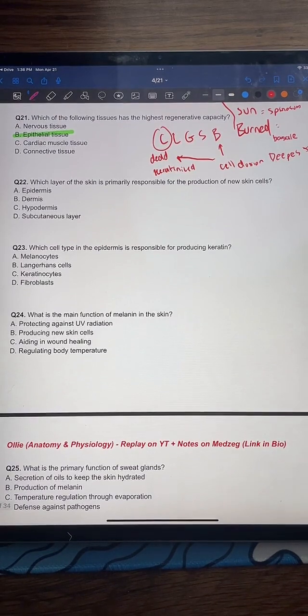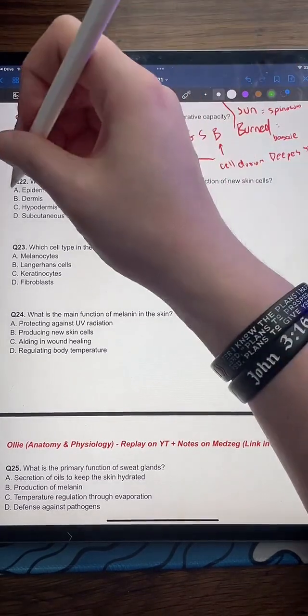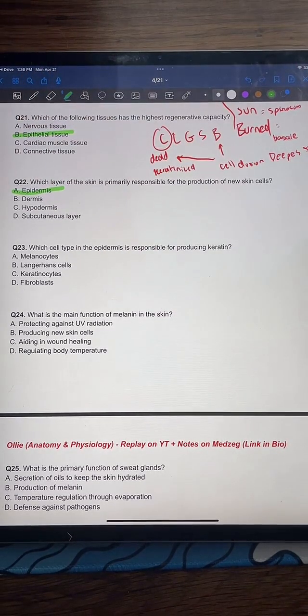Number 22, which layer of the skin is primarily responsible for the production of new skin cells? I kind of talked about it in the last question. The answer is the epidermis. So, new skin cells, basically. The epidermis is that outer layer of skin, specifically the stratum basale, which we talked about here.